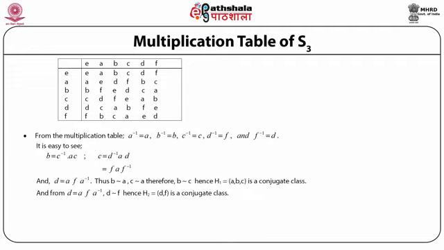Hence, A, B, C form a conjugate class. Also, D is equal to AF A inverse, as can be seen from the table. D is conjugate to F. Hence, another conjugate class consists of only these two elements, F and D. Now, so we have, for the group S3, two conjugacy classes H1 and H2. H1 consists of three elements A, B, C. H2 consists of the elements D, F.